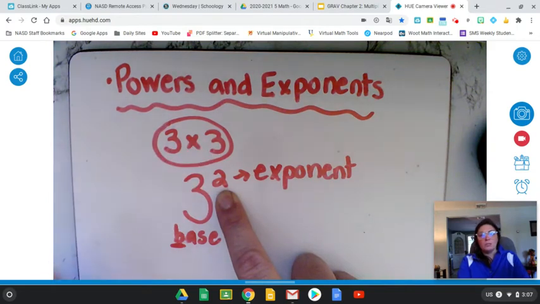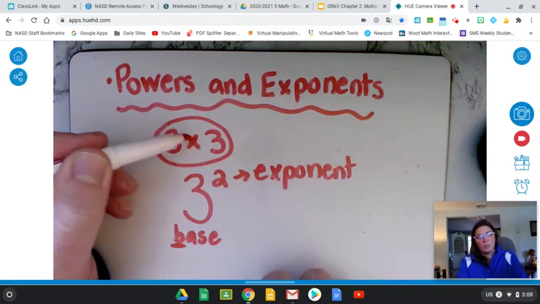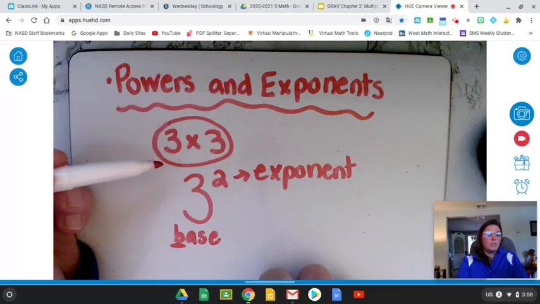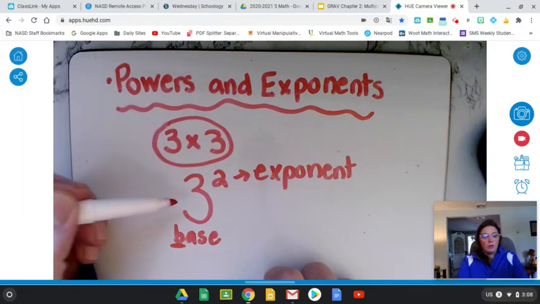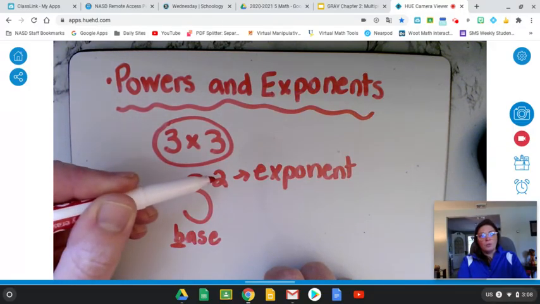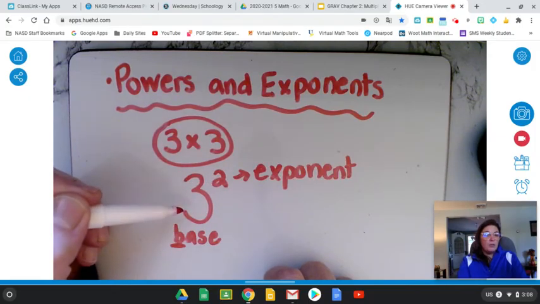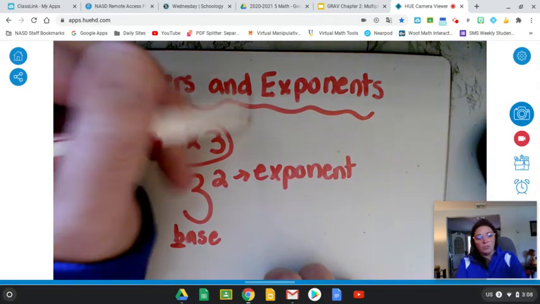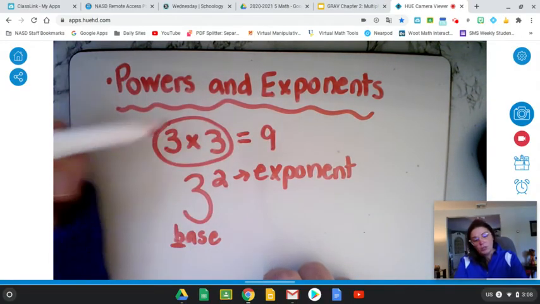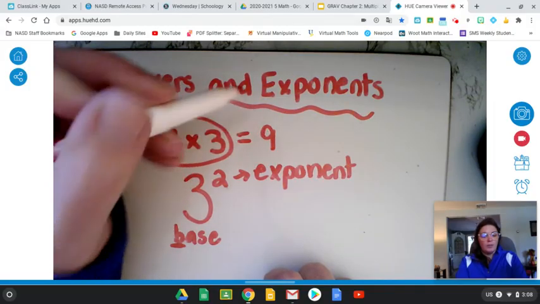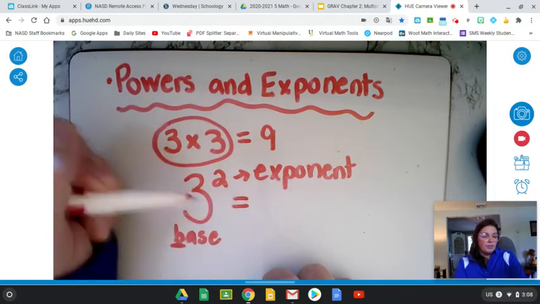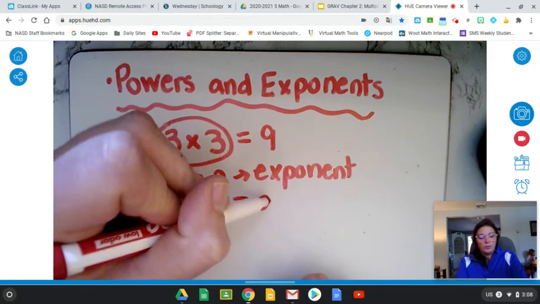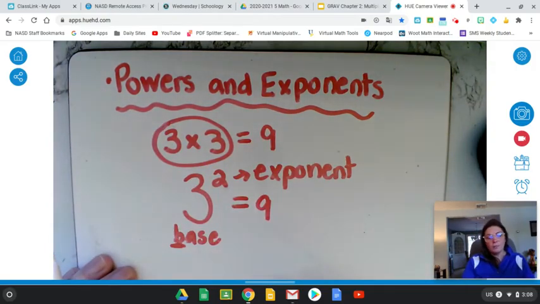So this 3 times 3 can be written as a power, 3 to the second power, or you can say this as 3 to the power of 2. Now these both equal 9. So 3 times 3 is 9. And then if I asked you what 3 to the second power equals, it also equals 9.